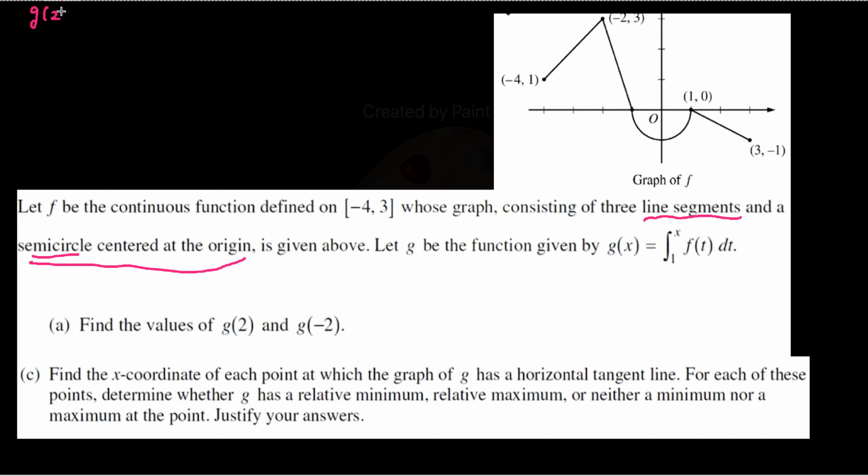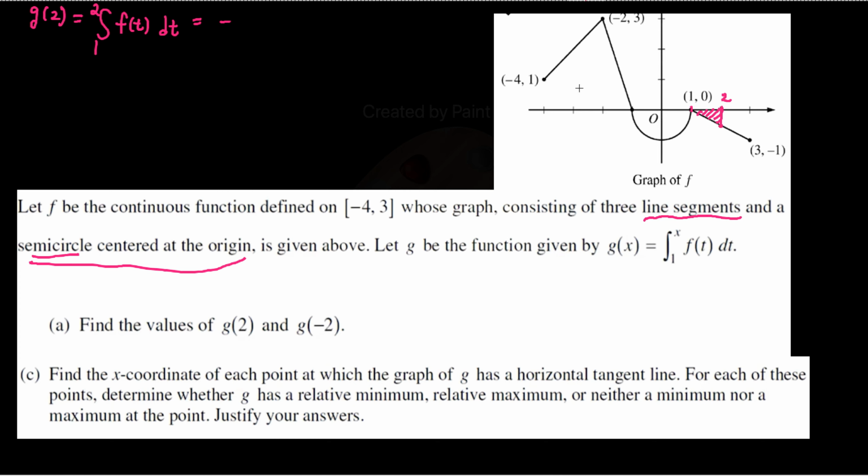g of 2, by the definition they gave us, is equal to the integral from 1 to 2 of f of t dt. I just need to look at this one; it's a fairly straightforward one. I want to find the integral from 1 to 2. So here's 1, here's 2. The integral from 1 to 2 is exactly this region right here. Make sure we know that we want to find the area and that it's negative, whatever it is. So I want to find the area of that region. It's going to be negative because it's below the x-axis.